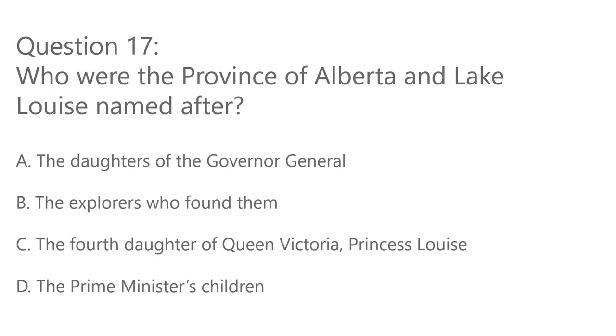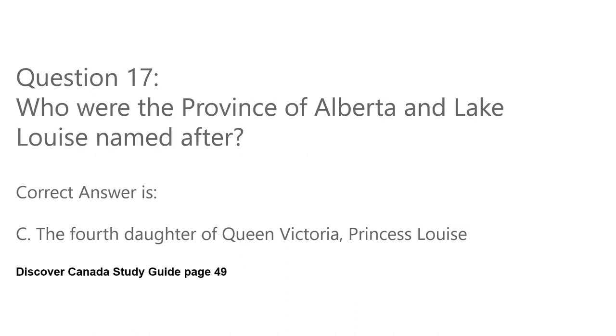Question 17. Who were the province of Alberta and Lake Louise named after? A. The daughters of the Governor General. B. The explorers who found them. C. The fourth daughter of Queen Victoria, Princess Louise. D. The Prime Minister's children. Correct answer is C. The fourth daughter of Queen Victoria, Princess Louise.